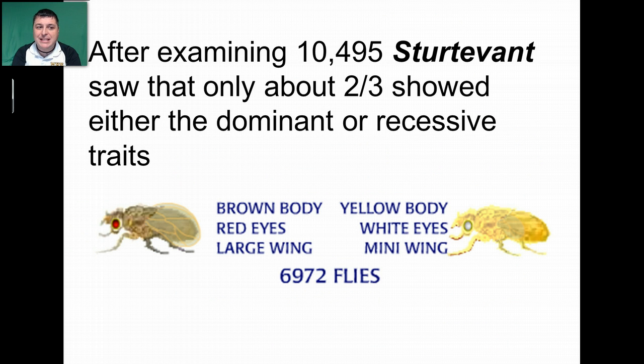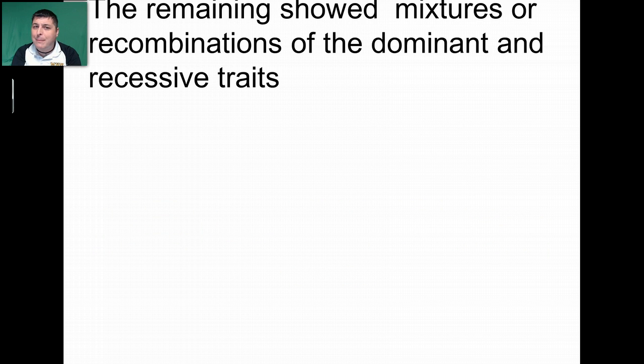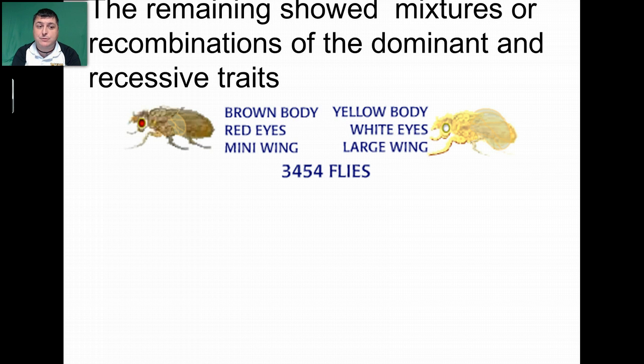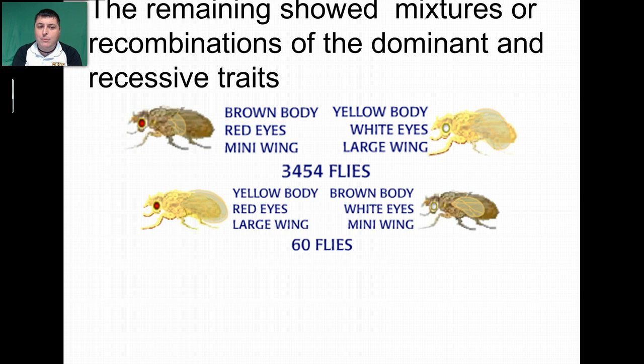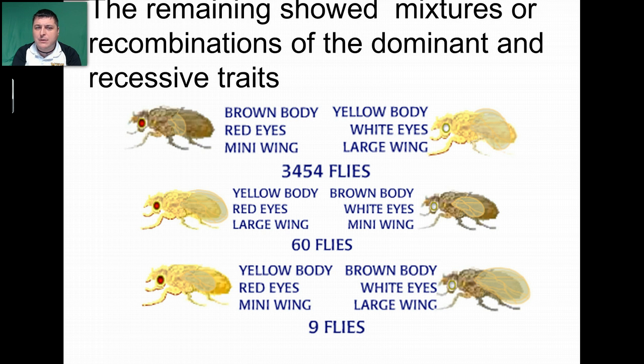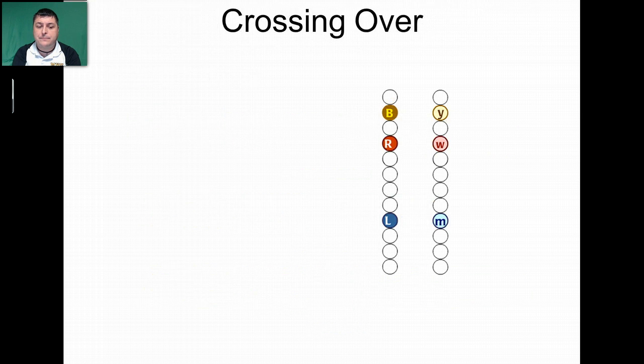But we don't see this. After examining 10,495 fruit flies, Sturtevant found that only about 2/3 showed that expected ratio, that expected phenotype. The remaining were mixtures or recombinations of those dominant and recessive traits. So we found different combinations, so those linked genes seem to be separating.